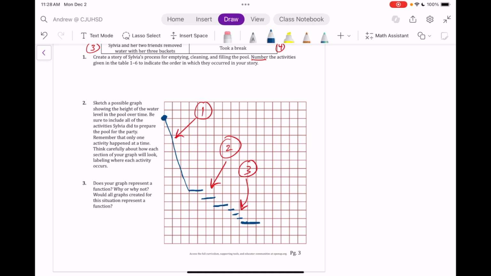And now she's going to clean the pool. And when she cleans the pool, it's probably going to be flat for a while. And I'm going to put a point in between here just to make these two look separate. But, I mean, she's putting in a little bit of water maybe, but not enough to make much of a difference as she cleans the pool. Okay, so now she's got the pool clean.